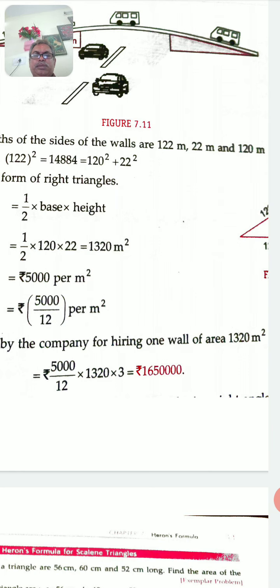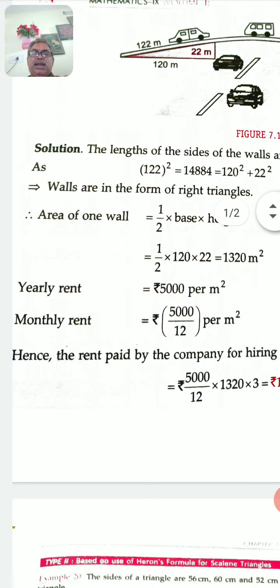1320 into 3 into 5000 by 12, because 12 months means 1 year, and the company has taken it for only 3 months, so 3 by 12. So it is area into rate into time period. What period have we taken? For 3 months. So 3 months is 1 quarter of the year. So 3 by 12, because the rate is given per year, we have to calculate the rate per month.